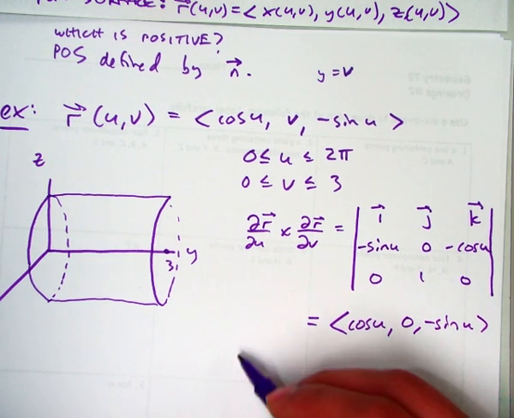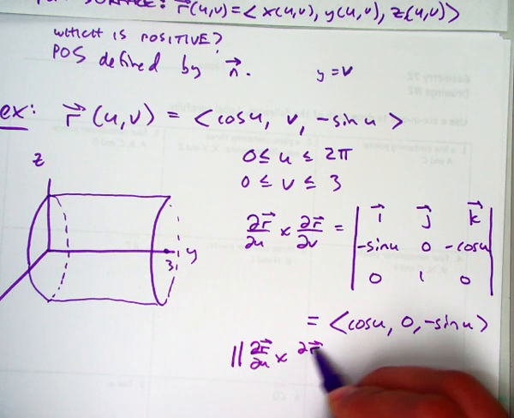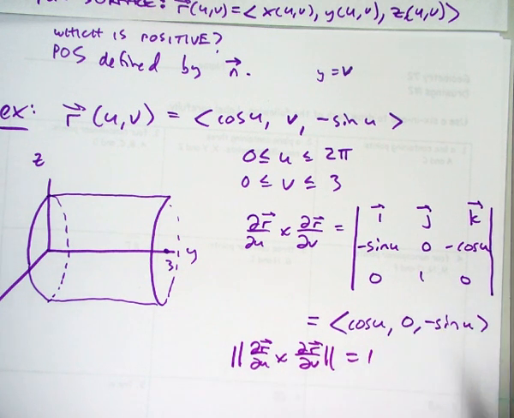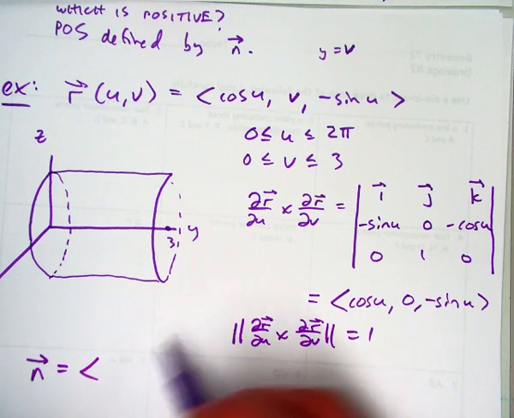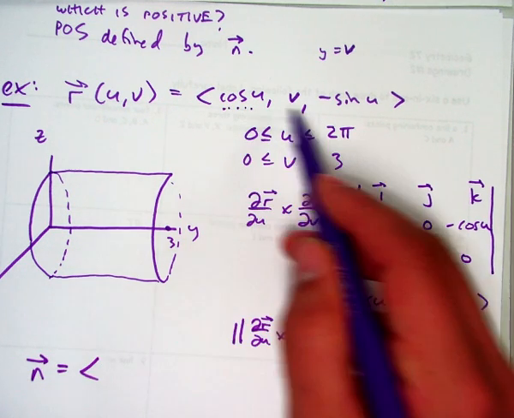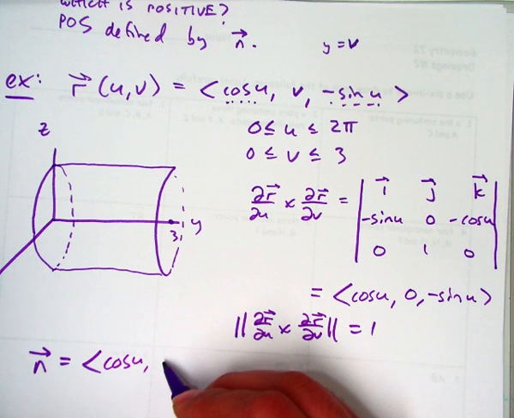So what's the magnitude? Okay, so the unit normal vector actually looks suspiciously like our original parameterization. So let's see what happens.